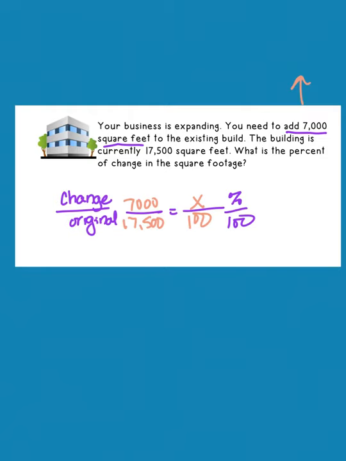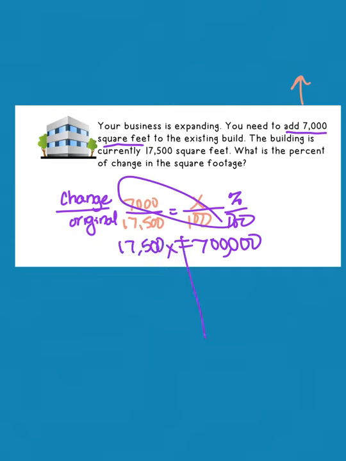Now you can go about it, of course, several different ways. I can go ahead and do cross products. If I did that, I'm going to get 7,000 with two more zeros equals 17,500x. Then I could set that up as an equation and divide. And when you do this, go ahead and use the calculator, make it easy. When you do that, you're going to get 40. So that means there is a 40% increase in square footage.